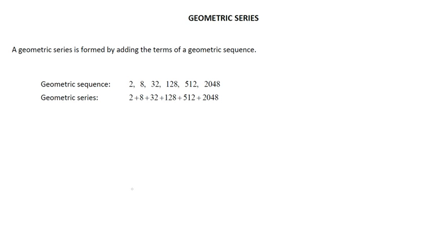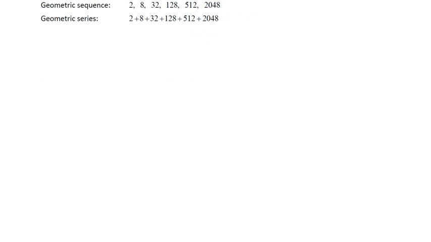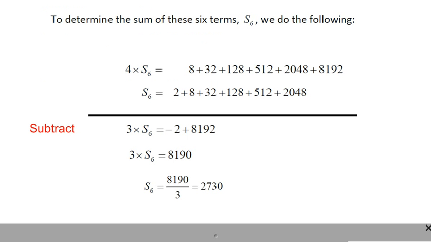So if we have this series, here's the sequence: 2, 8, 32, 128. We recognize that it's geometric and has a common ratio of 4. This is the geometric series which results. To determine the sum of these 6 terms.